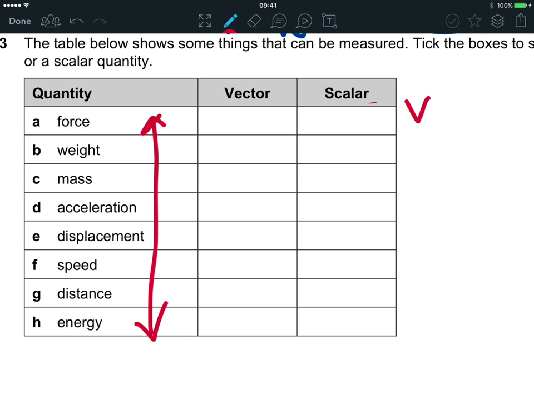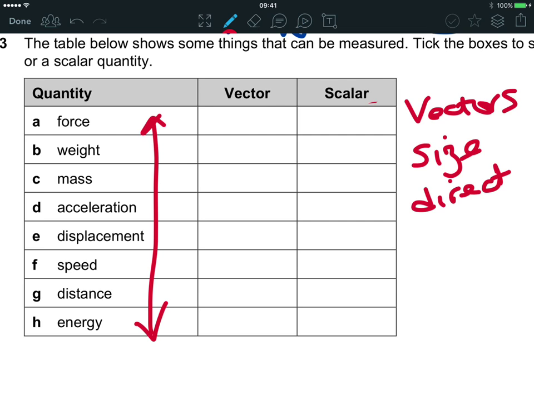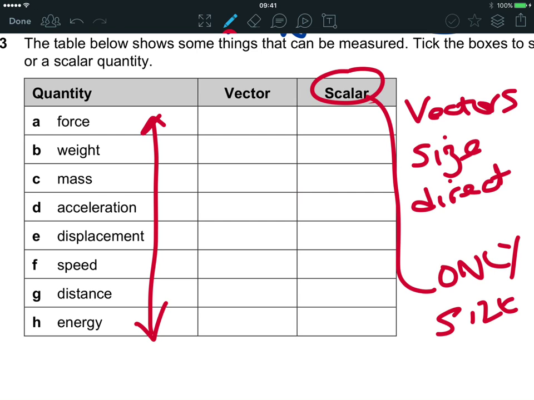Now vectors, of course, let's just make a note of this, vectors have a size, so that's a magnitude, and they have a direction. But scalars only have size, so they only have a magnitude. Magnitude is a much better word than size, actually. We should always say magnitude.